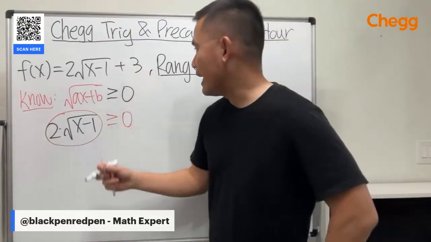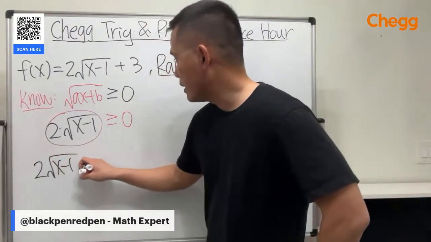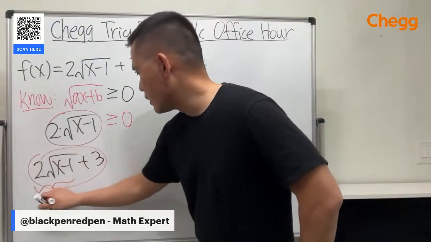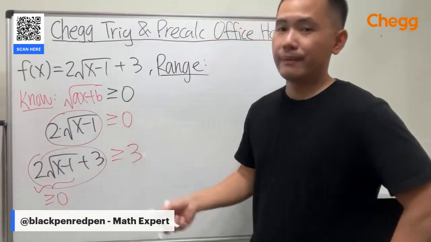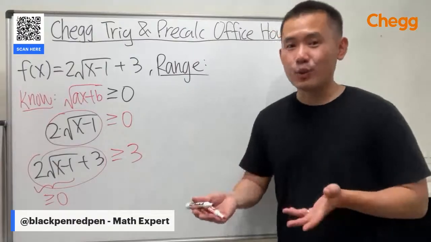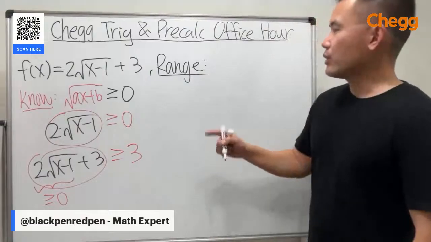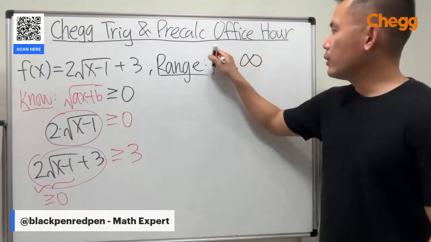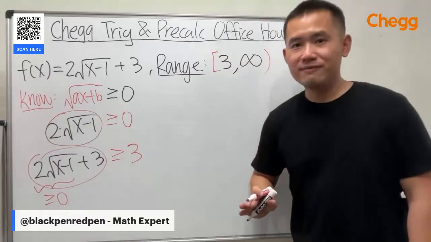And of course, after we add a 3 to it, 2 times square root of x minus 1 plus 3, because this part is greater than or equal to 0, add a 3 to it, this will be greater than or equal to 3. And then we're done. That's it. You can also utilize the graph, but if you are in a hurry, then this is all you have to do. So the range will go from 3 to infinity, including the 3, but for the infinity, you always use parentheses. All right?